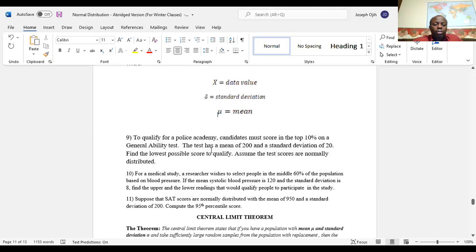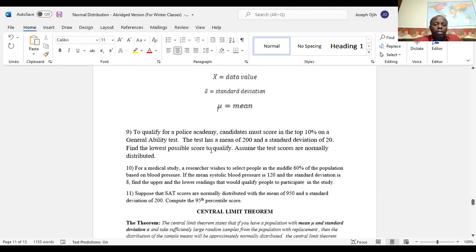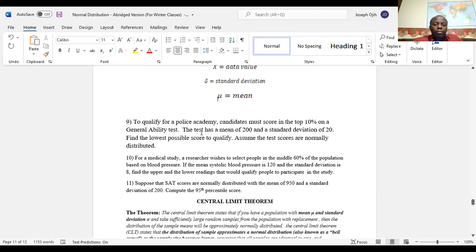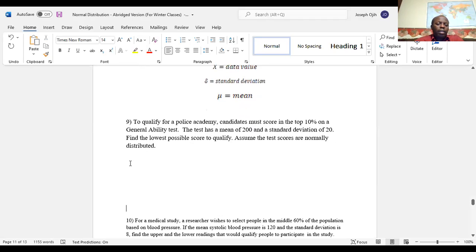It says, to qualify for a police academy, a candidate must score in the top 10% on a general ability test. The test has a mean of 200 and a standard deviation of 20. Find the lowest possible score to qualify. Assume that the test scores are normally distributed. Okay, in that case, you have the solution.